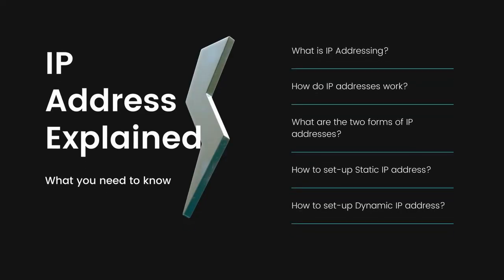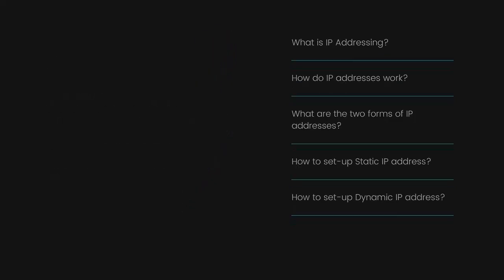We'll start by discussing what IP addressing is and how it works. We'll also discuss the two forms of IP addresses and figure out how to set up dynamic and static IP addresses and these different kinds of things. It's going to be really good. This is super important for any network engineer or IT professional to know. This stuff is the basis for a lot of what's to come. So let's get started.